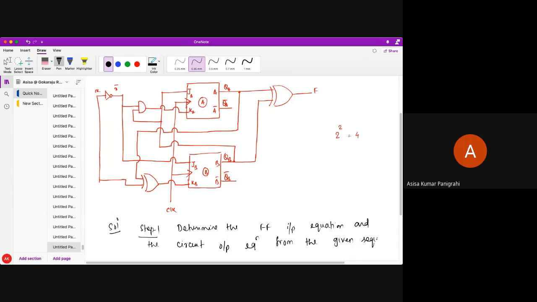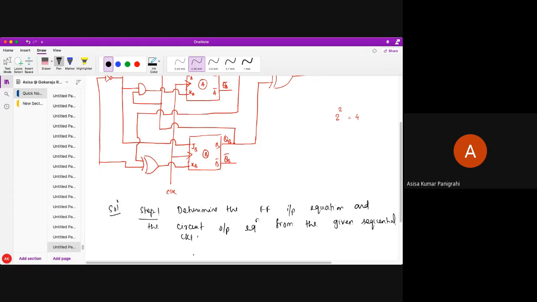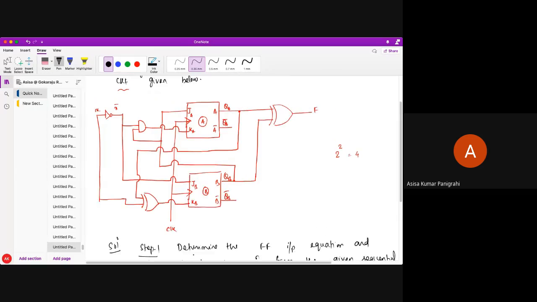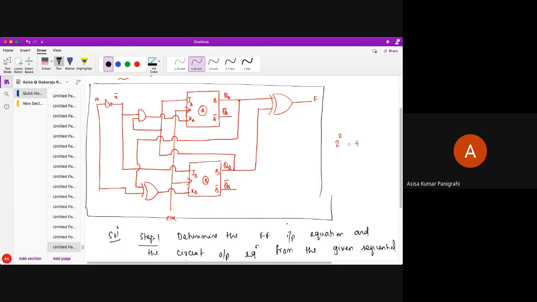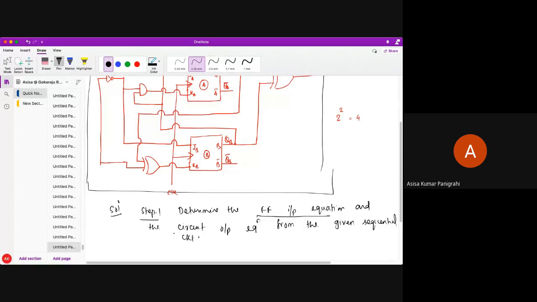Do you all understand what you need to do? Previously, you were given a state diagram, and from there you were designing the sequential circuit. In that case, you would get flip-flop input equations by solving K-maps and the output equation by solving K-maps. But here, by looking into this Mealy sequential circuit, you just have to find out two things. You have to find out the flip-flop input equations and the circuit output equation.